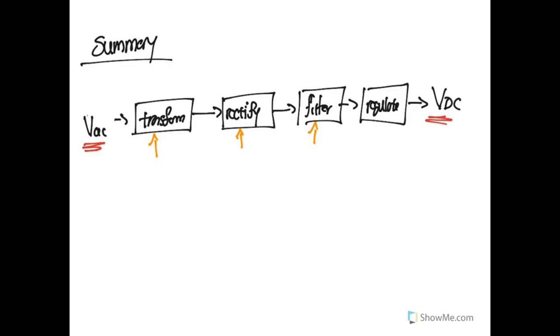When it comes to the filtering, the size of your resistors and capacitors is dependent upon the level of ripple voltage your circuit can sustain and the frequency of the incoming signal.